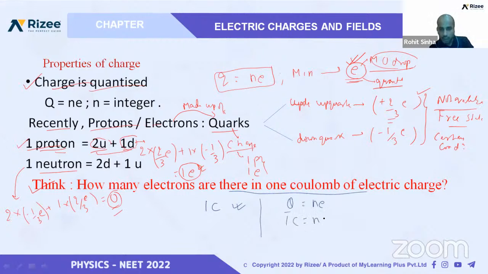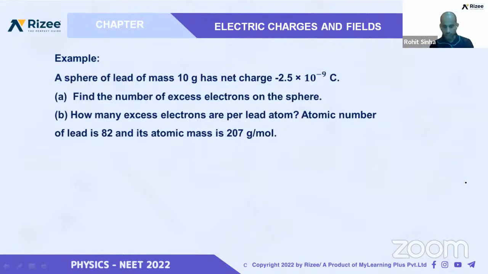Now, N into 1 electronic charge, which is 1.6 into 10 to the power minus 19 coulomb. So N will be equal to 1 by 1.6 into 10 to the power minus 19, and we will get 6.25 into 10 to the power 18 electrons. I know you have learned about this in class 10th also. Any problem? We are moving to our next question.